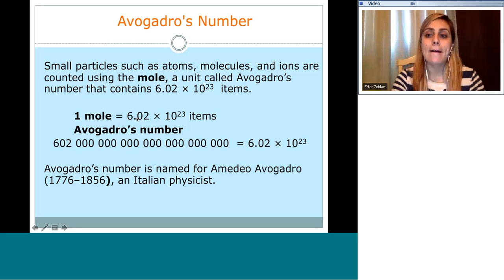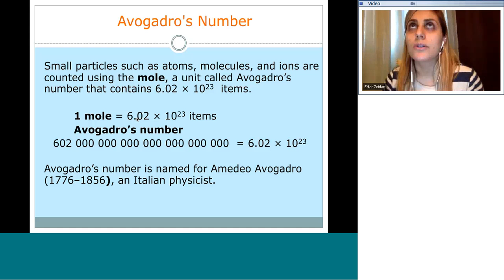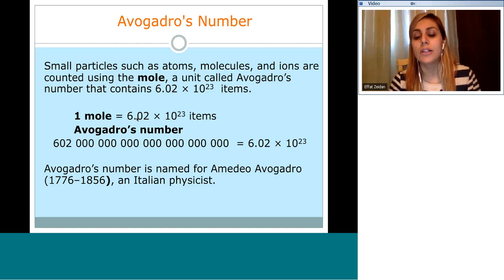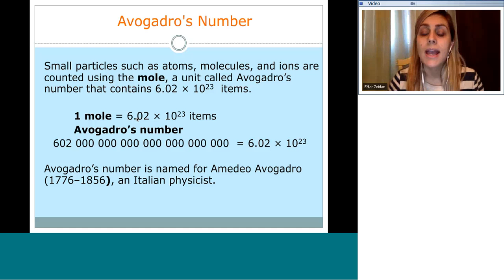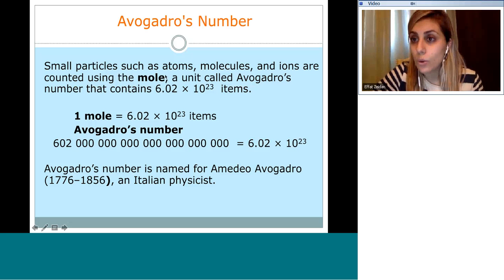Avogadro's number is the following. So small particles such as atoms, molecules, and ions are counted using the mole. So that's what we count them in. That's the unit, or that's the quantity that we use to count atoms, molecules, and ions. A unit that is called Avogadro's number. Each mole, 1 mole, contains 6.02 times 10 to the 23rd items. Okay, so it shows us that 1 mole contains 6.02 times 10 to the 23 items.